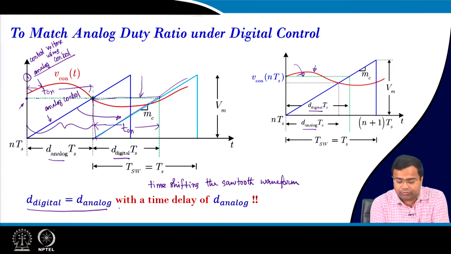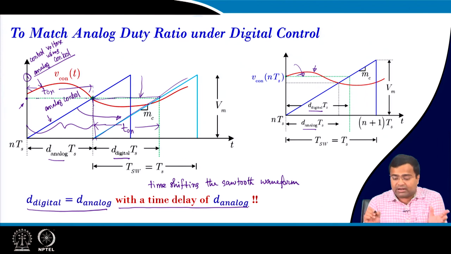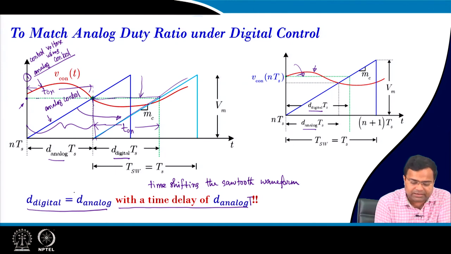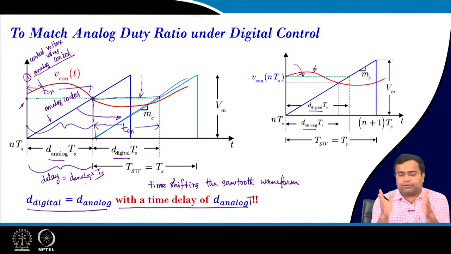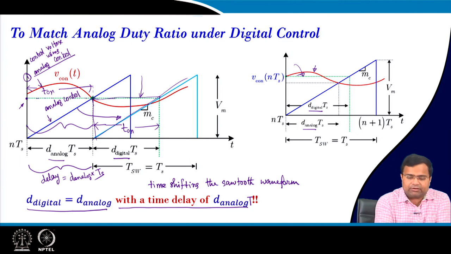Which means we have to consider a delay, and what is the delay? It will be D analog times Ts, because the duty ratio is just a dimensionless quantity. So this will be my delay, D analog times Ts. If we can delay this sawtooth waveform by this amount, and if this becomes your sample quantity of the control voltage, then you will get exactly the same duty ratio as analog control.